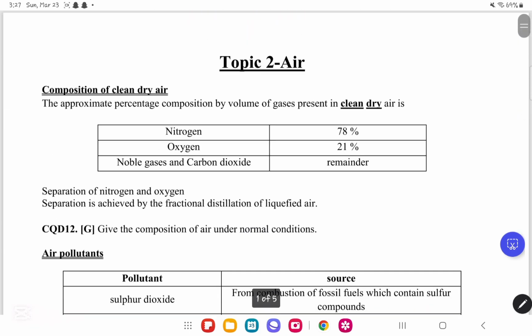Now, this is it for this sheet, topic 2 air. I'll move on now to the CQDs.